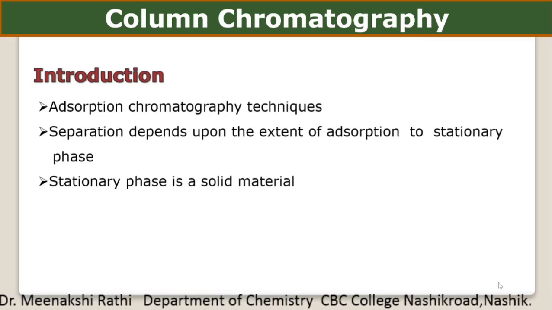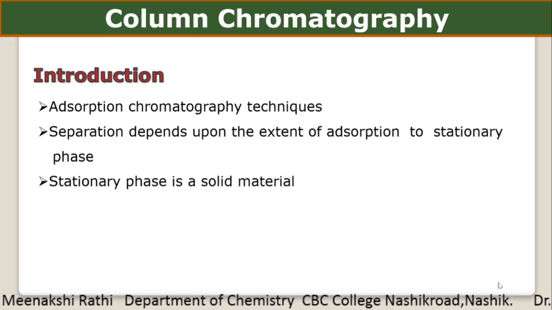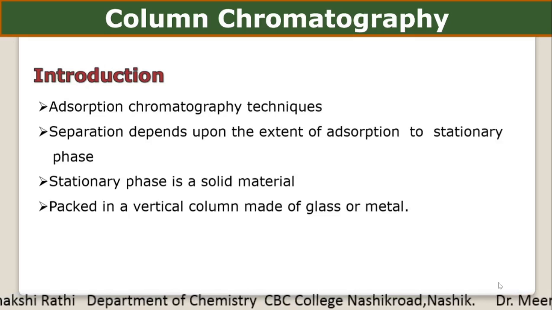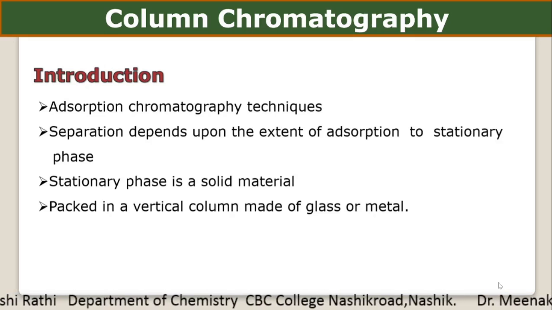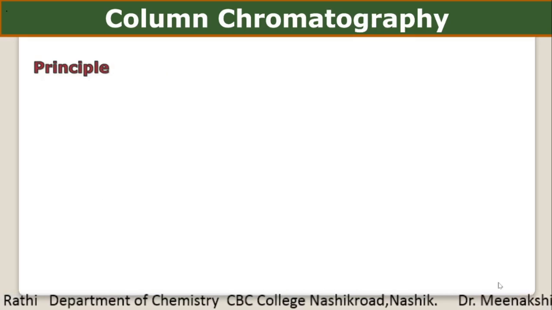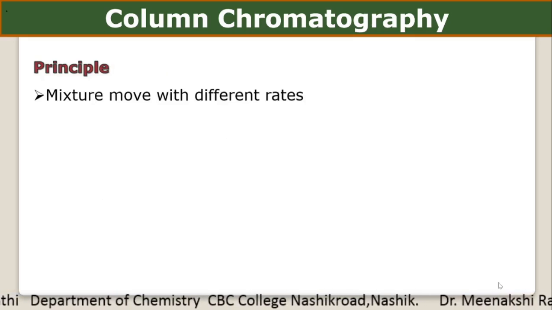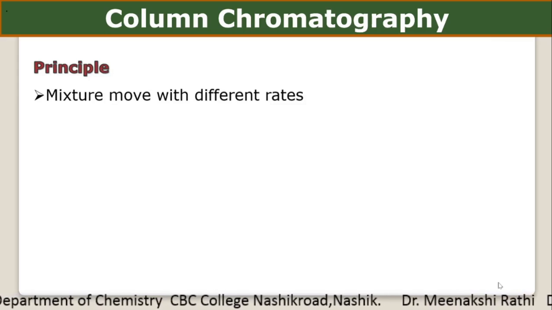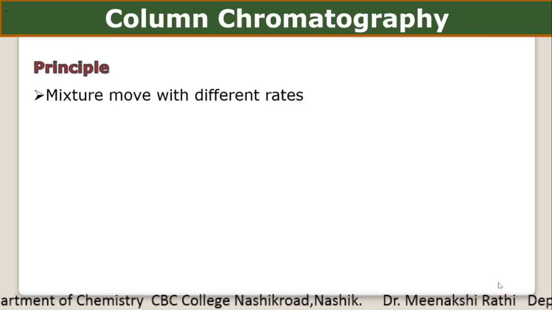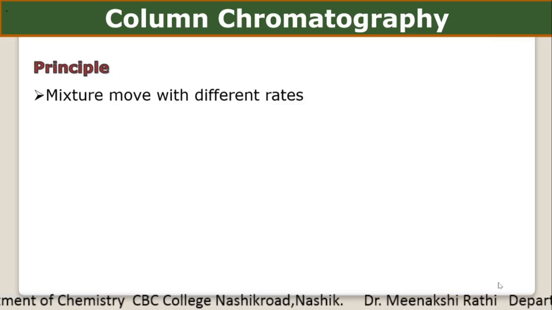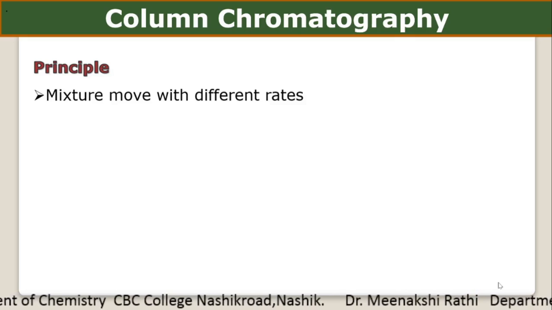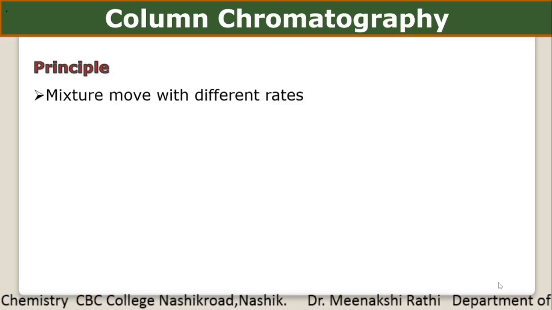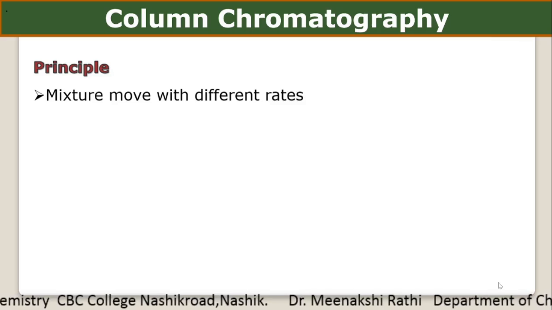In column chromatography, the stationary phase is a solid material, and that solid material is packed in a vertical column made up of glass or metal. Now the principle of this column chromatography is, when a mixture of mobile phase with the sample to be separated is introduced from the top of the column, then the individual components of the mixture move with different rates.